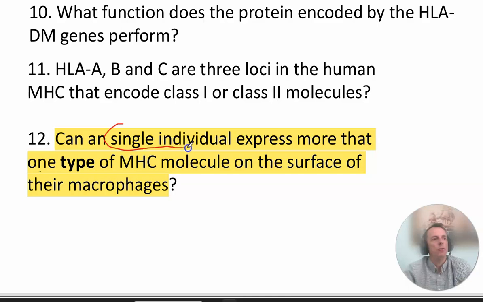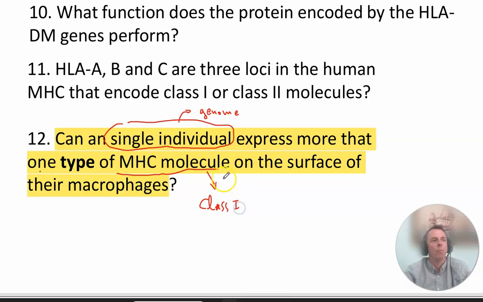Now, a single individual means that we talk about a specific genome here of an individual, inherited both from the mother and the father of the individual. Express more than one type of MHC molecule. Now, the question does not clarify whether we need to answer about class 1 or class 2. So we will give an answer that relates to both class 1 and class 2 MHC molecules, on the surface of the macrophages of the individual.